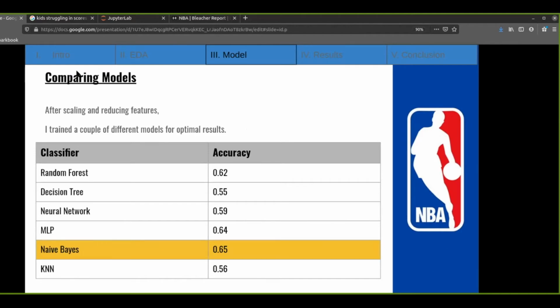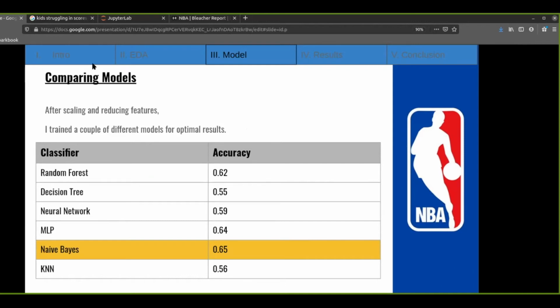So after scaling and reducing some features, I trained a couple different models for optimal results. And the naive Bayes algorithm scored the highest in accuracy. And this is the accuracy in predicting home wins. So it's either going to return a true or a false on whether the home team wins or not.